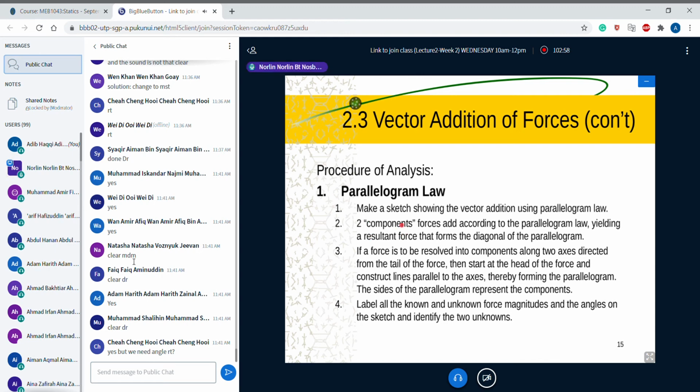And the third one, if the force is to be resolved into components along the two axes from the tail of the force, then you need to start at the head of the force. So then you need to construct the parallel lines. Lastly, you need to label all the known and unknown magnitudes and angles. Then you need to do the calculation. So these are the 4 steps to use the parallelogram law analysis.